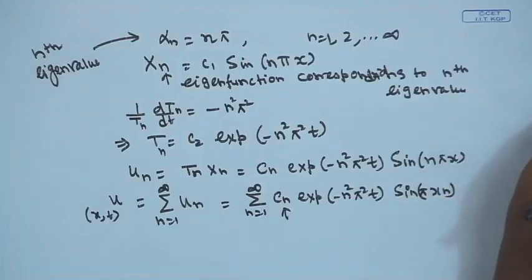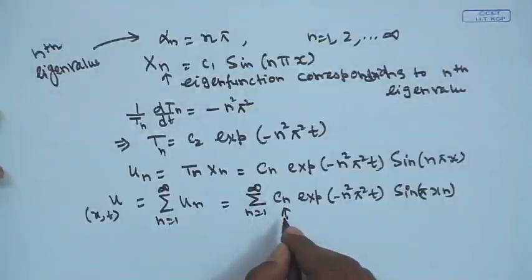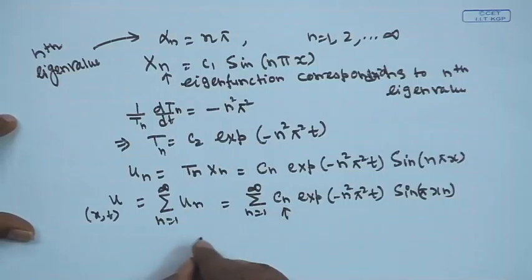Now, if you look into this problem, the equation was del u del t is equal to del square u del x square. It is order 2 with respect to x, order 1 with respect to t. We had an initial condition at t equal to 0 and two boundary conditions at x equal to 0 and 1. We have already used up these two boundary conditions while formulating the solution of the x varying part. So, now only one condition is left, the initial condition at t equal to 0, and we have only one constant to be evaluated. So, using the initial condition, we will evaluate the constant Cn.